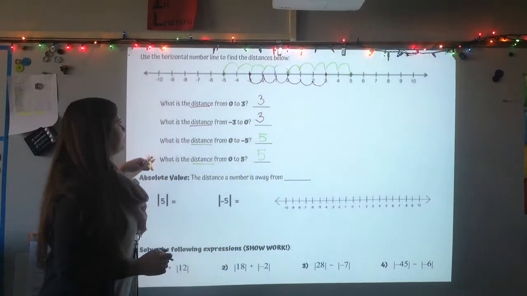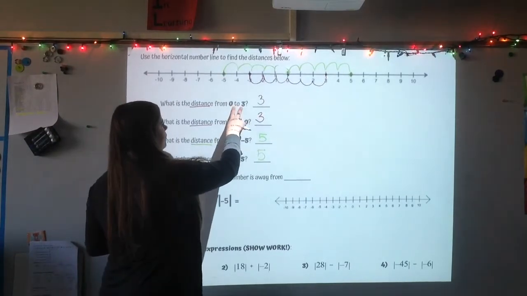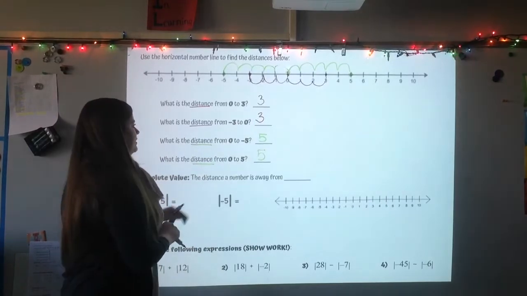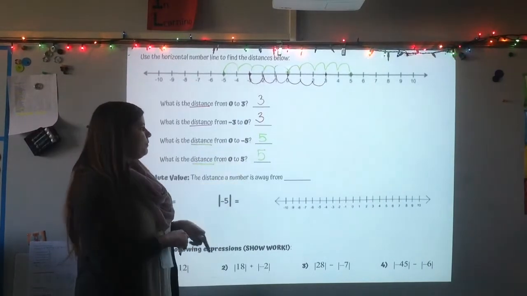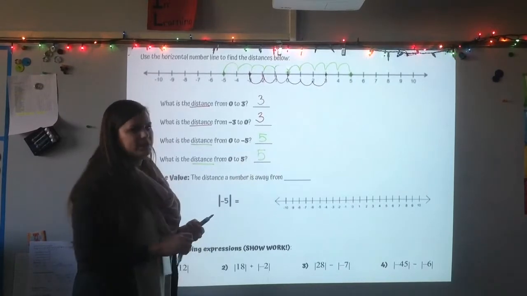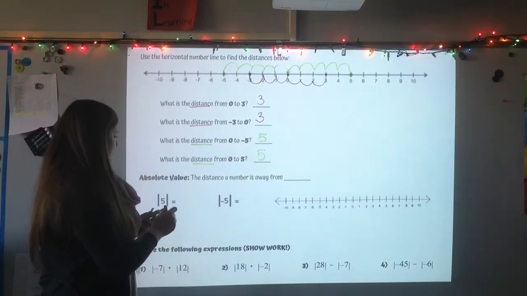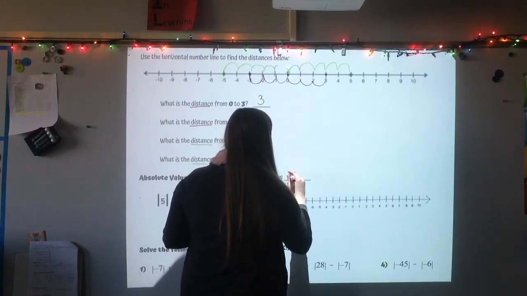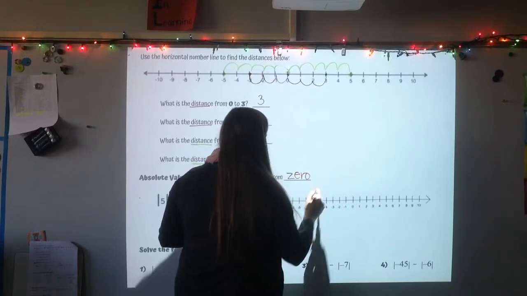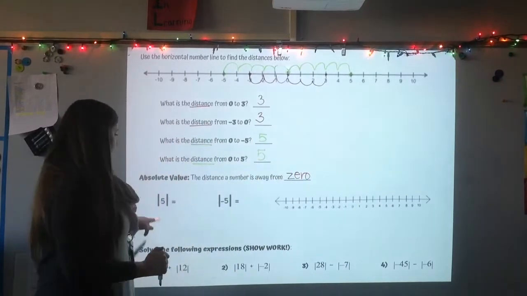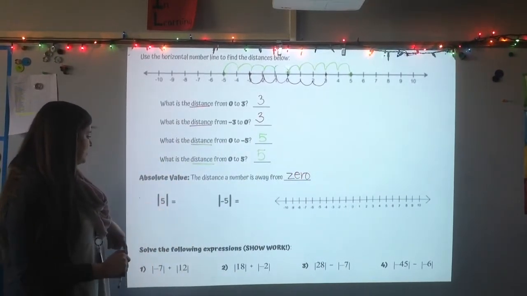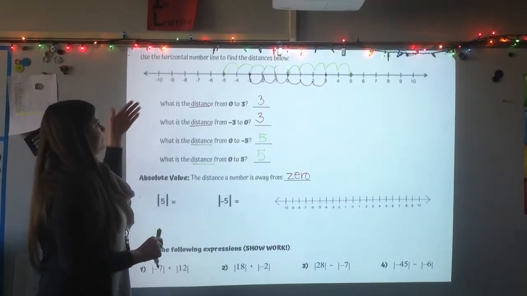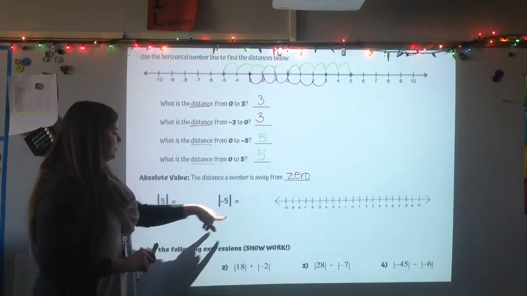Okay, so this up here shows us that the distance from 0 to 3 is 3, and that's the same as the distance from -3 to 0. Same with 0 to -5 and 0 to +5. Same distance away from 0. So absolute value, the definition, is the distance a number is away from 0. And we show that we're finding absolute value by using these symbols that you see around the 5 and the -5. So instead of asking what is the distance, it will say absolute value.